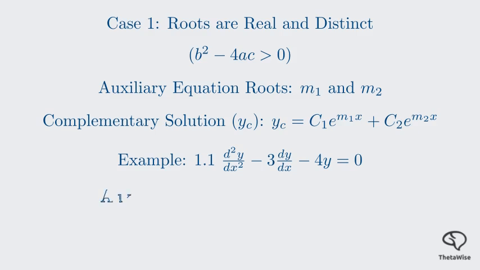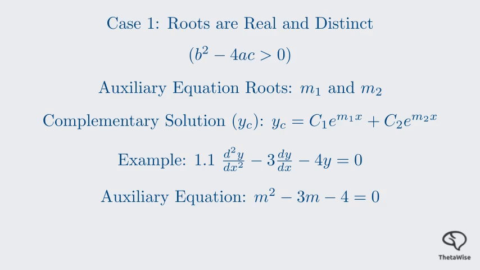We replace the derivatives with powers of m. The second derivative becomes m squared, the first derivative becomes m, and y becomes 1. So we have m² - 3m - 4 = 0. Next, we solve this quadratic equation.